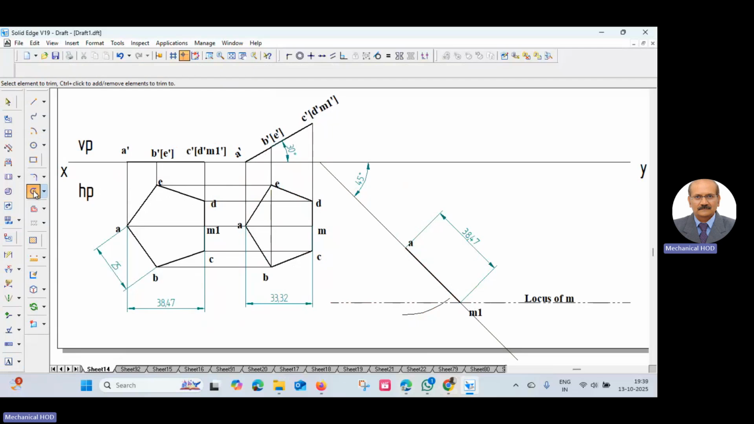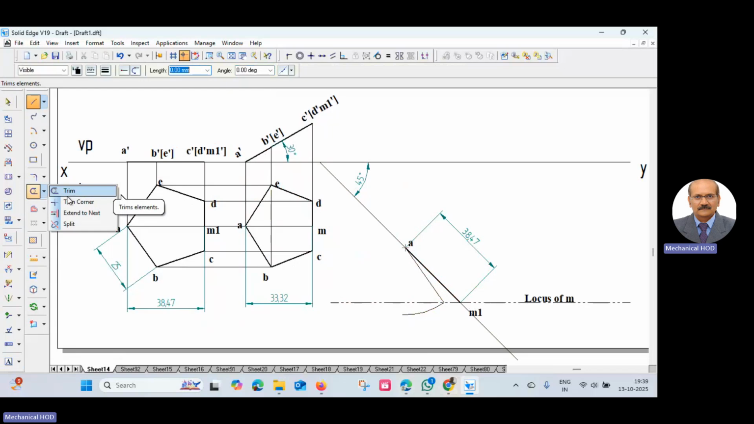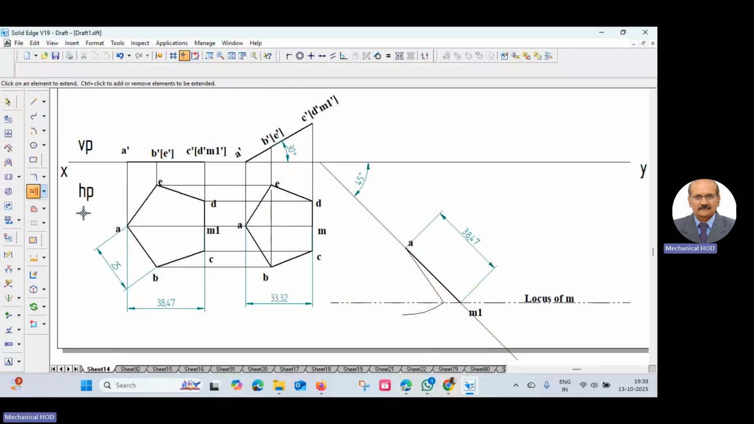Then go to trim command, this one. Trim the arc which is crossing the locus line here. Then go to line command. Scroll on this arc. Read the endpoint of the arc. Scroll on this line AM1. Read the endpoint A. Join it. Then within the trim command, there's an extend command. Select that and select this line. It will extend. Okay. Then measure this angle. So beta angle is 55 degree in this case.